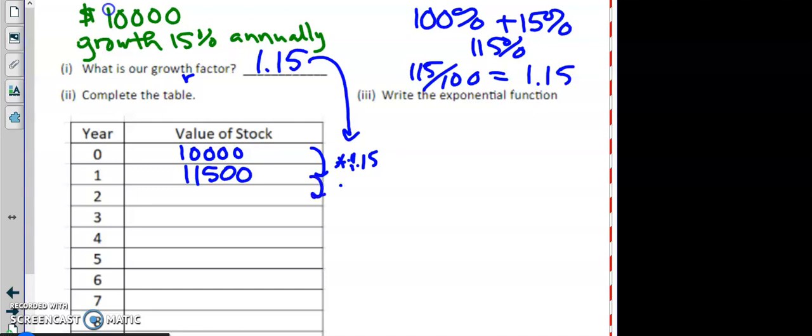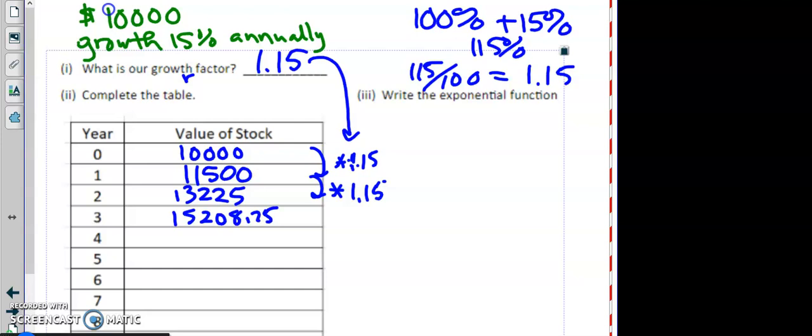$11,500. To figure out what it's worth after 2 years, we multiply again by 1.15. That's the b value, where we multiply by the same number over and over again, like an exponent problem. So this is the value after 2 years. This is the value after 3 years. And again, like the previous problem, I'm going to leave the rest of this problem for you to complete. Now the exponential equation is y is equal to a times b to the x.